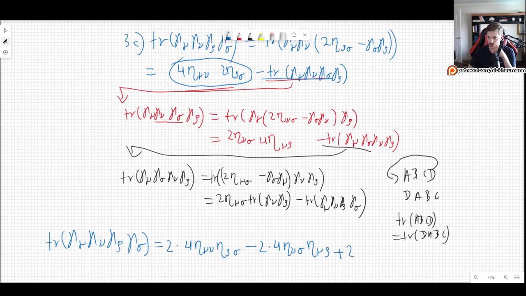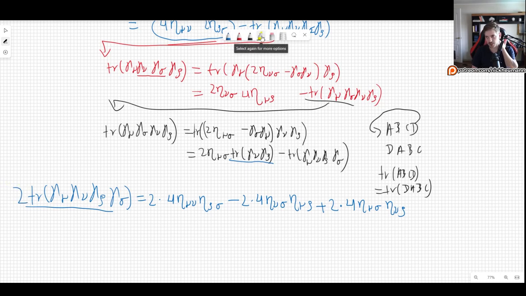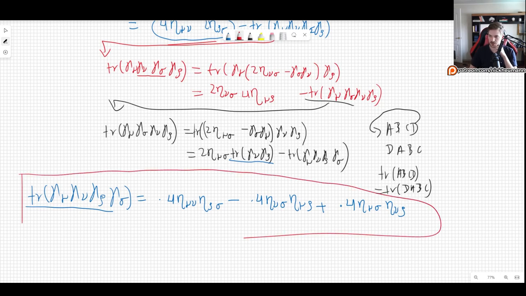Now what we have here is 2 times 4 eta mu sigma eta nu rho. Why 4? Because I am plugging in the result from the previous problem. And then minus the trace of gamma mu, gamma nu, gamma rho, gamma sigma. So notice that we have the same thing here and here, so we can add it on both sides. So this thing goes away here, and here we have 2 times. So now we divide by 2, right? That was the whole point of what we were doing. There we go, and we got rid of it. And now we can see that this is the result that we were looking for.